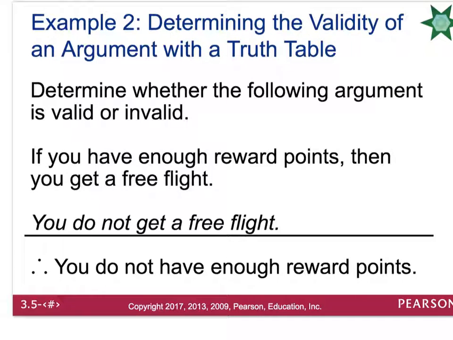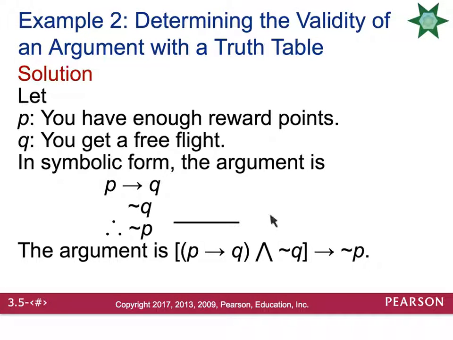Okay, let's look at it in terms of symbolic logic, though. So we'll let P be you have enough reward points, and Q be you get a free flight. Remember, they shouldn't have nots in them, they should be affirmative statements. So the first premise is if P, then Q. The second premise is negation Q, because we said you don't get a free flight. So those are our two premises, right? And then we're saying if this thing and this thing, then negation P. And our conclusion would be you don't have enough reward points. Remember, that was what we said that conclusion was.